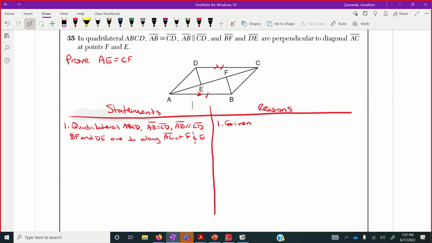Okay. So, any ideas on how we're going to go about getting this? Big ticket items here. What are some big things we're looking to do here? All right, good. So we want to use the fact that this big shape is a parallelogram. So let's do that right away. We can do that because of these first two givens. AB and CD are both congruent and parallel. That's enough to say that ABCD is a parallelogram. That's one point, by the way.